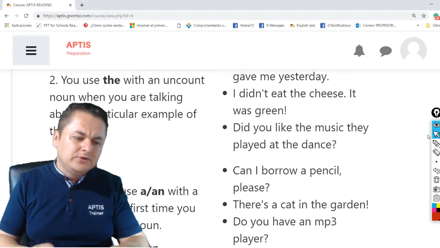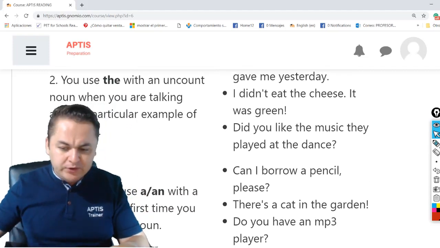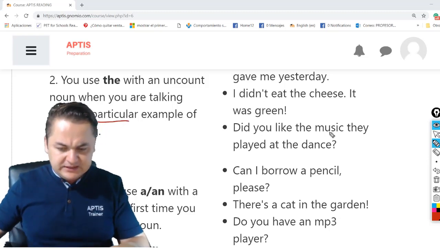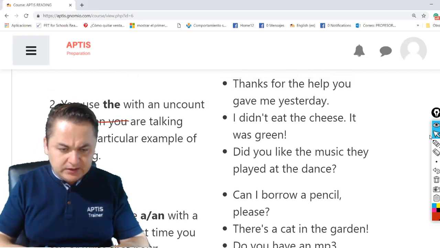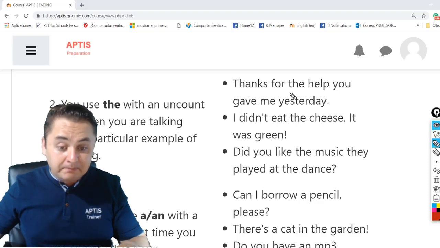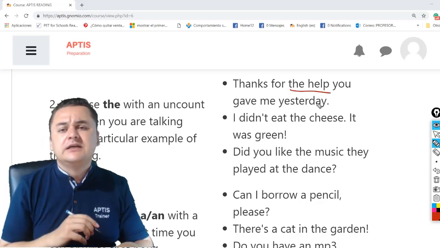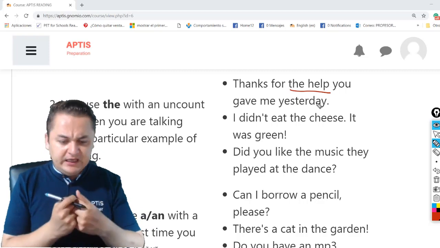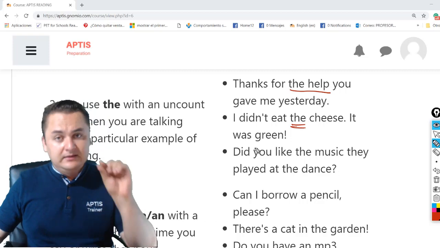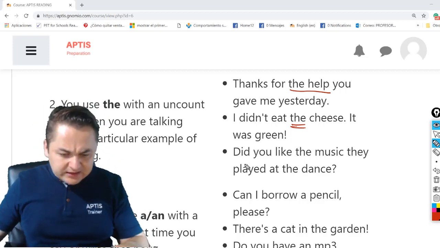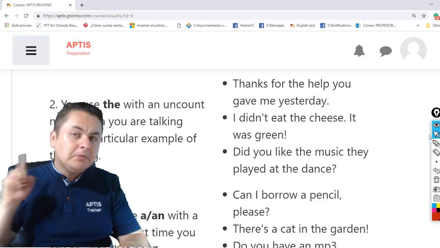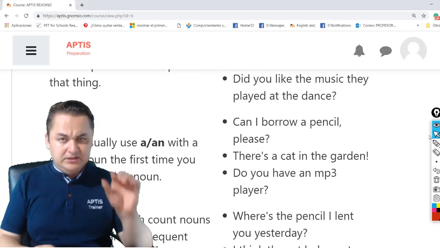But then you use the with an uncount noun when you're talking about a particular example. So you say, for instance, in this case, I'm going to show it here. Look at this example. We can say, thanks for the help. For the help you gave me yesterday. So I am being particular in this case. I didn't eat the cheese. It was green. That particular cheese. Did you like the music they played at the dance? So in that case, you want to remember it is all about something particular.